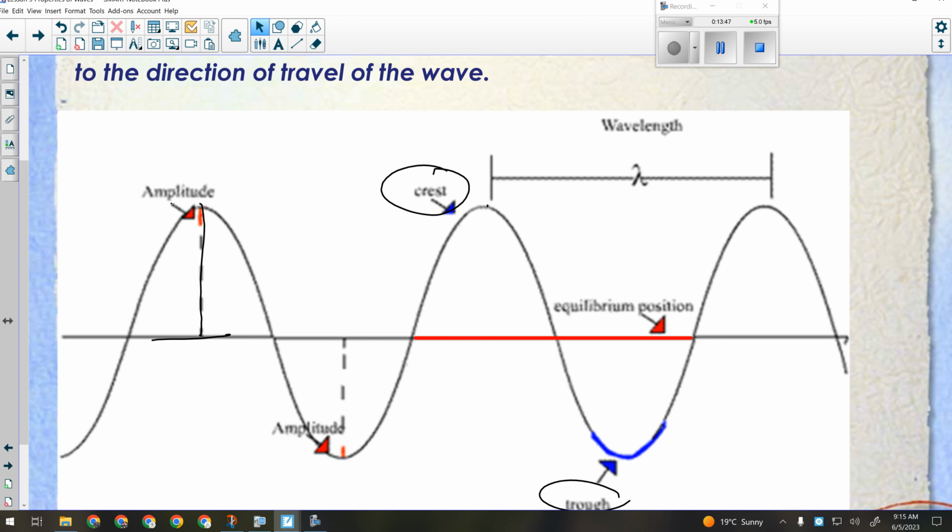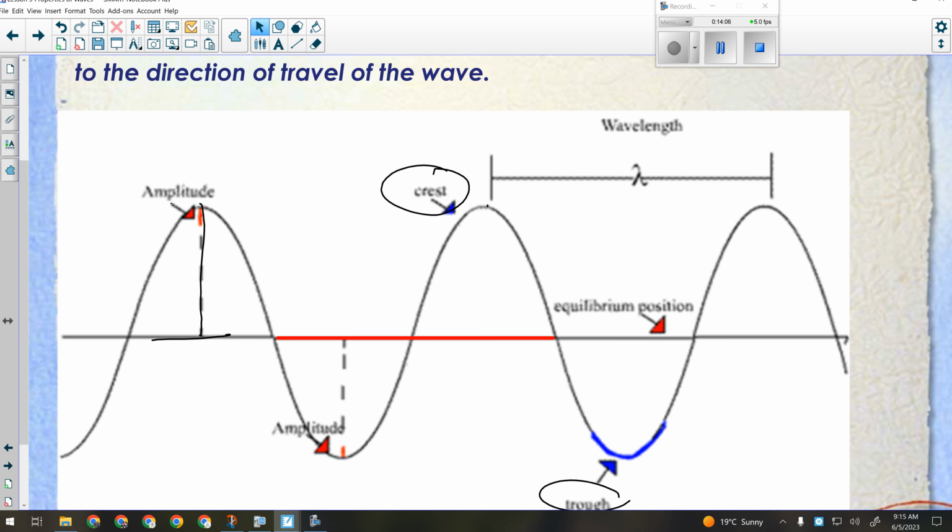Which way is the medium going at this equilibrium position? Which way is the medium going on this one? Down. But this one is one full wavelength from the other down part of the wave. Okay, so any two equal successive points on a wave are one wavelength apart.